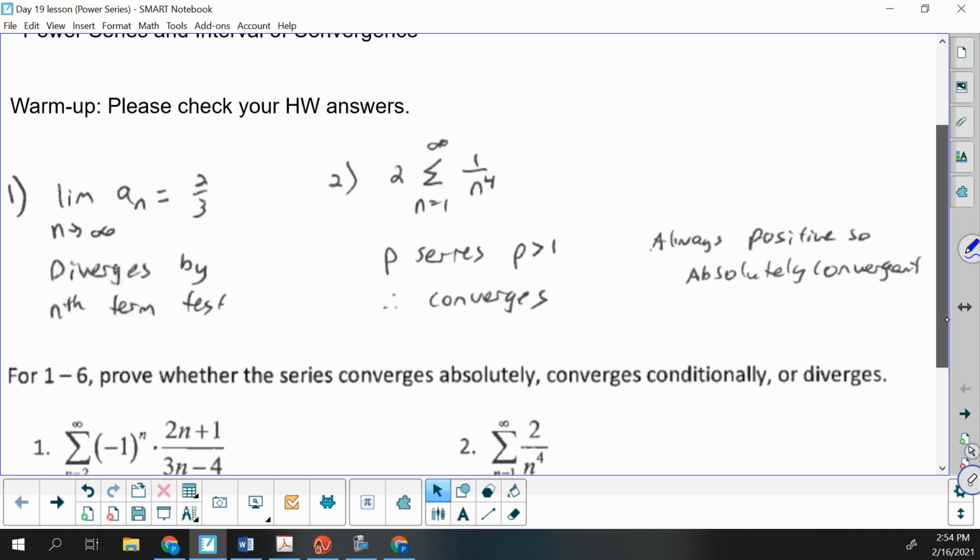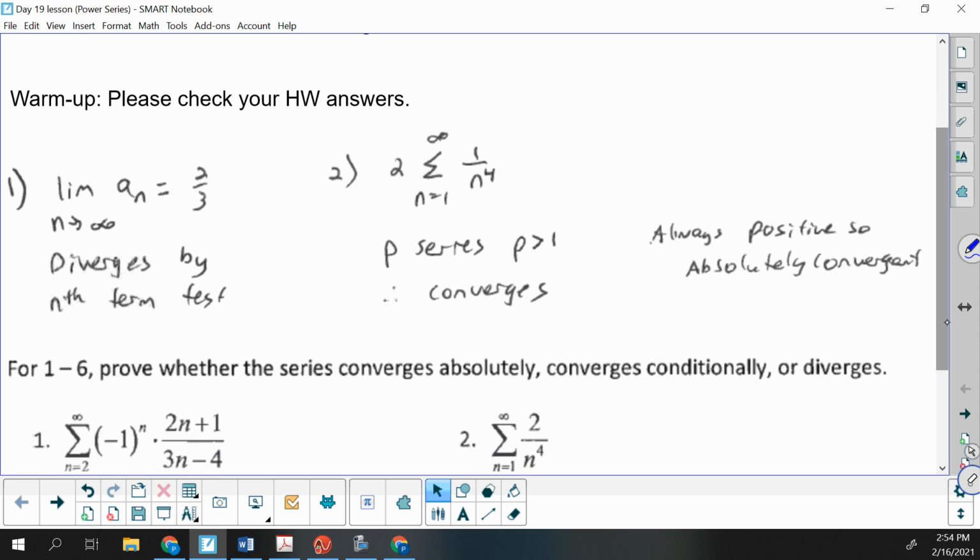For the first few, you wanted to tell whether they converged absolutely, conditionally, or diverged. In the first one, because the ratio of leading coefficients, because they have the same degree, the terms are going to go to 2/3. That's not 0, so that diverges by the nth term test.